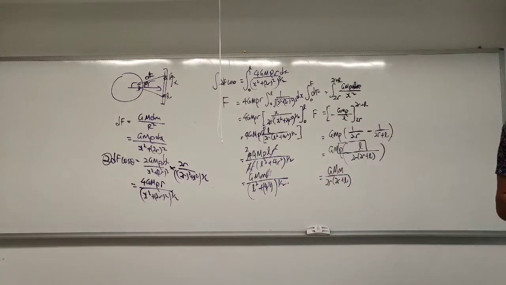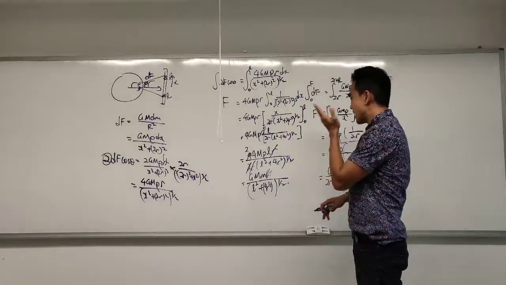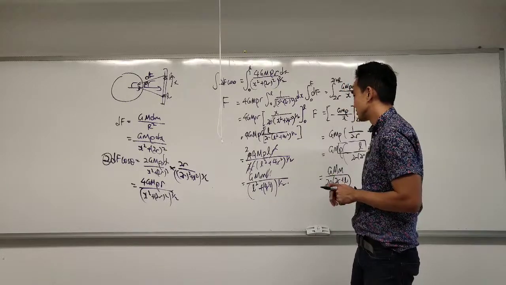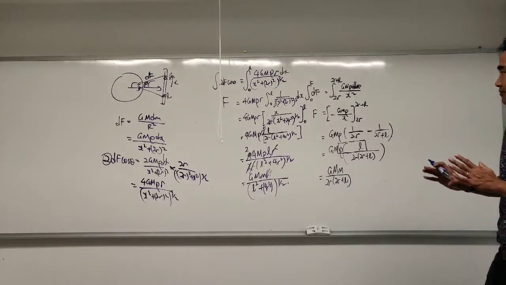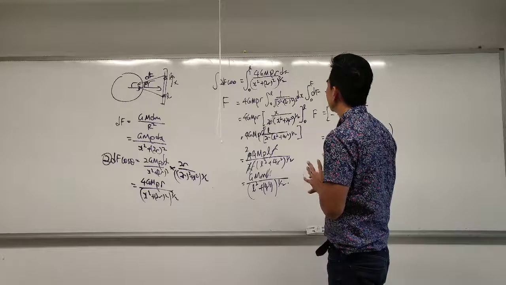Right. Turns out to be a rather simple expression. Now the interesting thing is that when you put L equal to 0, you actually go back to your usual expression of G M m over r squared. Okay? Hang on, there seems to be something, let's check.